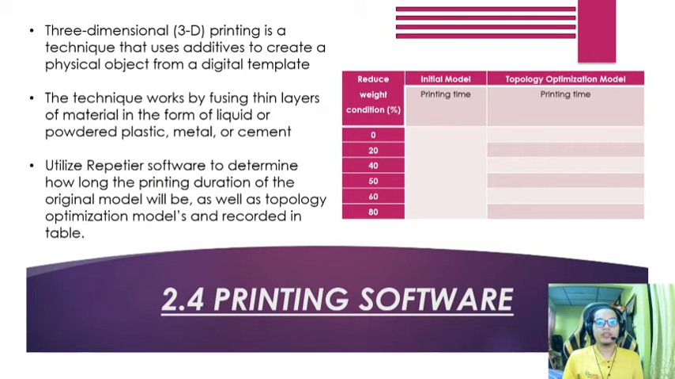Okay, next we talk about the printing software. 3D printing is a technique that uses additive manufacturing to create a physical object from a digital template. The technique works by fusing tiny layers of material in the form of liquid or powder, such as plastic, metal, and cement. Our team utilized a slicer software to determine how long the printing duration of the original model and the topology optimization model would be, and recorded it in the table. You can see our team has made a table to compare the printing time of the initial model and the topology optimization model.